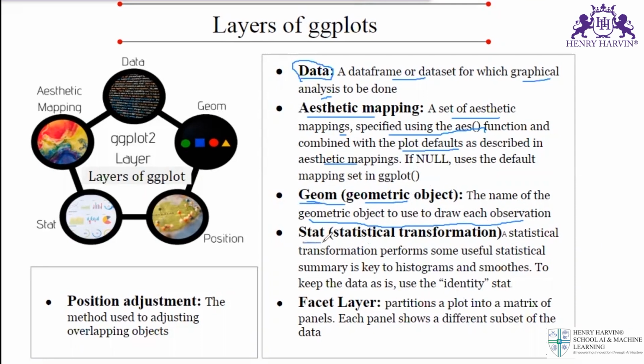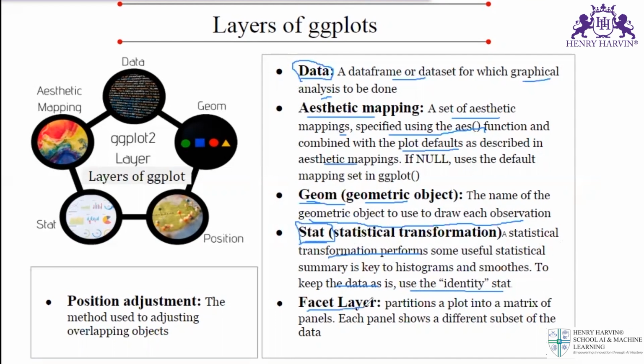Next is the stats layer. The stat layer, statistical transformation, performs some useful statistical summary and is key to histograms and smooths. To keep the data as is, use identity as stat. So stats help us to give the counts or any of the statistical functions that we need in our graph. We can give that function under the stat layer.